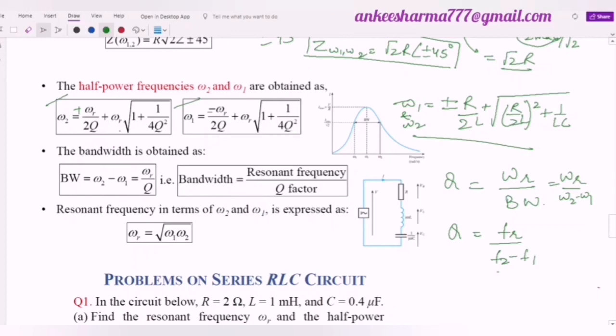Then one more formula is there. This resonant frequency can also be determined with the help of these two cutoff frequencies, where omega R is equal to under root of omega 1 times omega 2. Right? So this is all about your resonance. I hope that you have understood it properly.